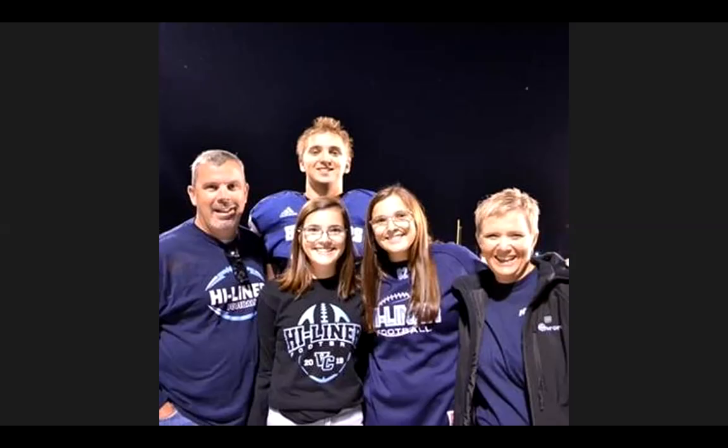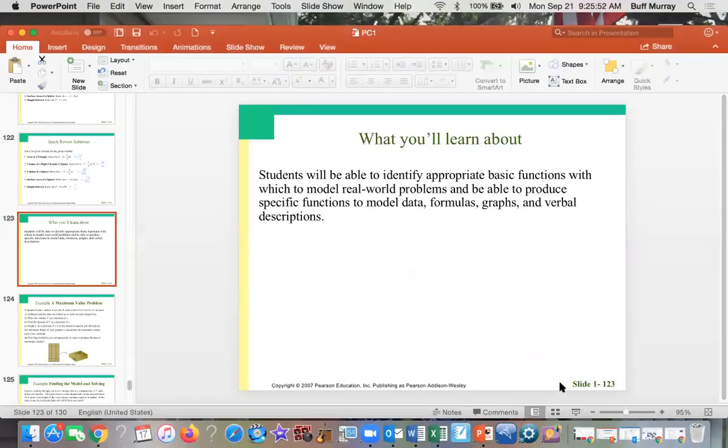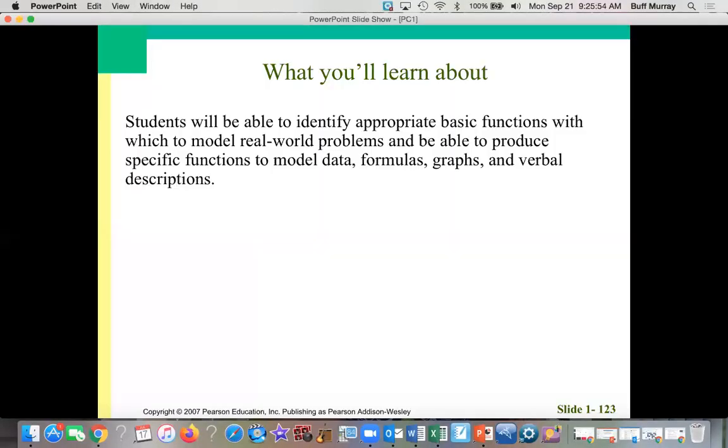All right, so I'm just making sure I got everything going here. So questions over section 6, we talked about transformations, I believe. Yeah, transformations of those 12 basic functions. All right.